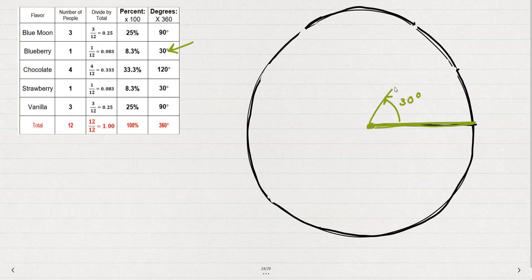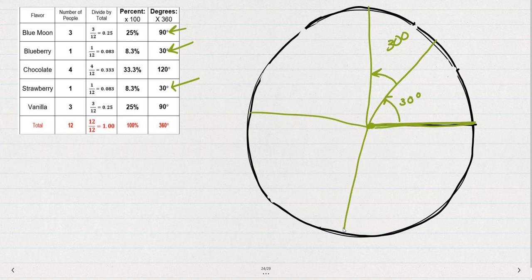And that's where I make the first segment. And then I'm going to see the second one is 30 degrees. So I'm going to measure 30 degrees again to draw the next segment. Next I need a 90 and a 90. So I use a protractor and get 90 and 90.